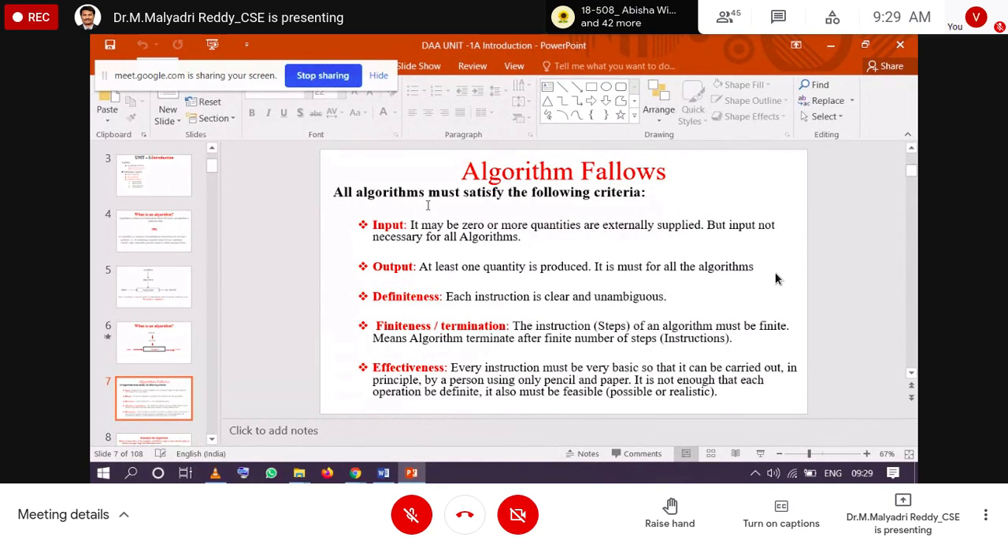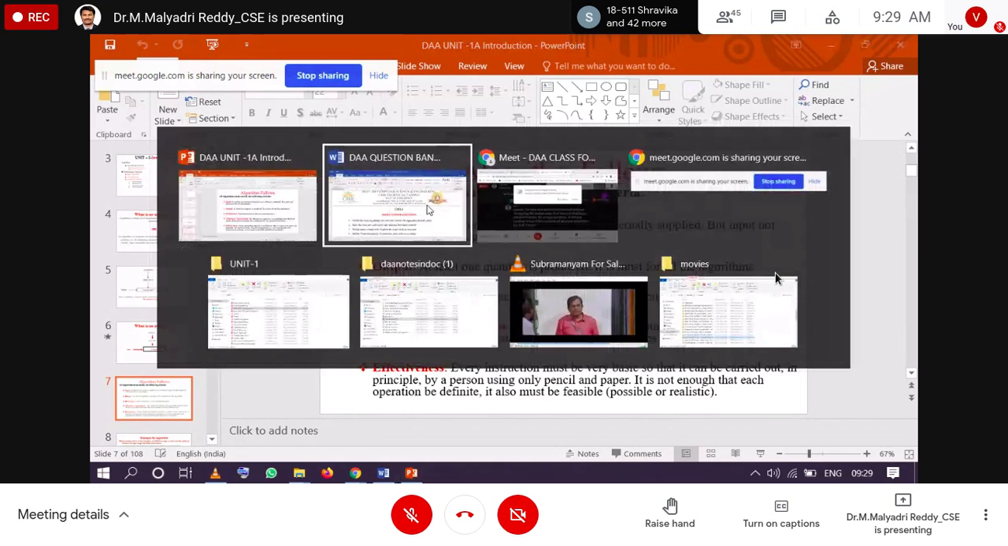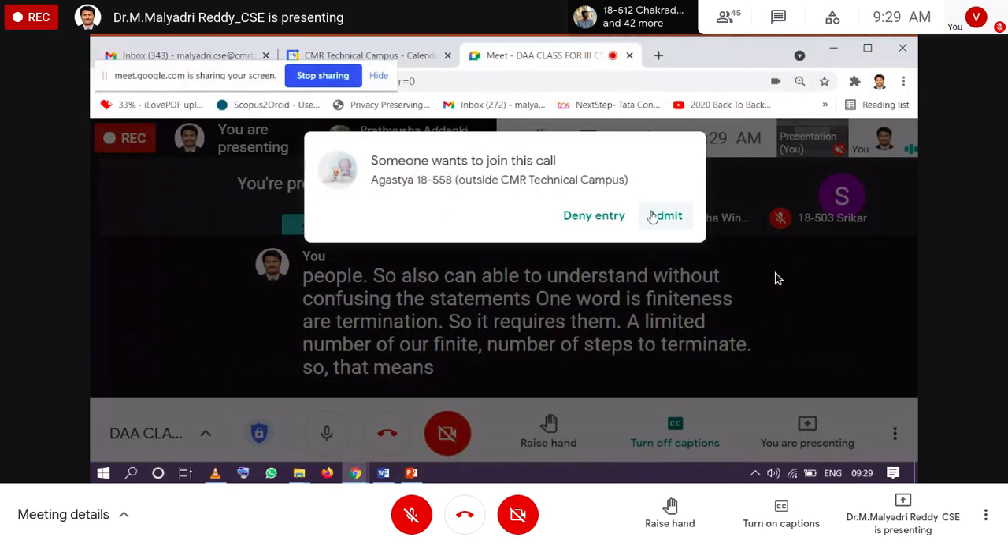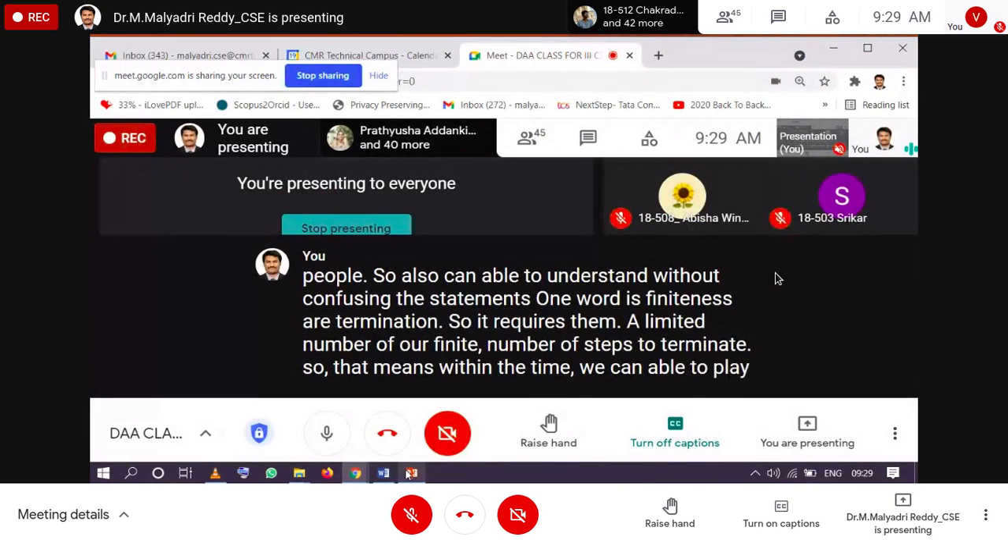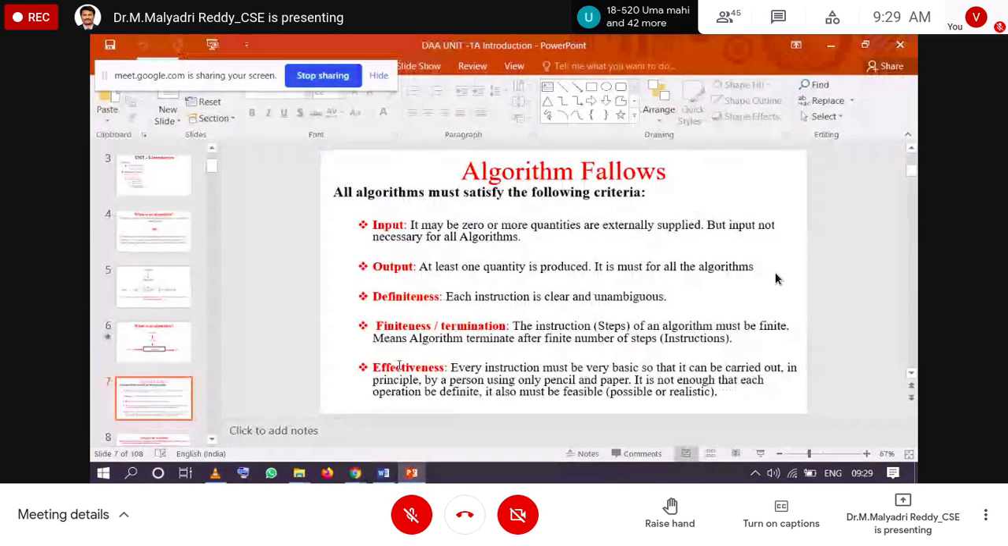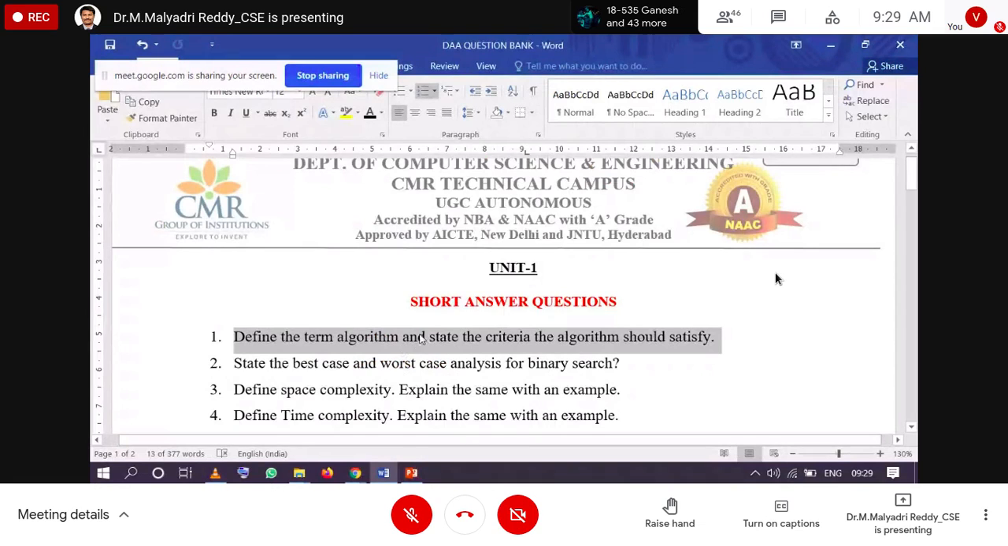One more is finiteness or termination. It requires a finite number of steps to terminate. That means we can complete the task within the time. That is the benefit of that one. The last one is effectiveness. What you write must be effective. It will produce effective outputs within the time and within the boundaries. So these are the different criteria for an algorithm. This is the first question.